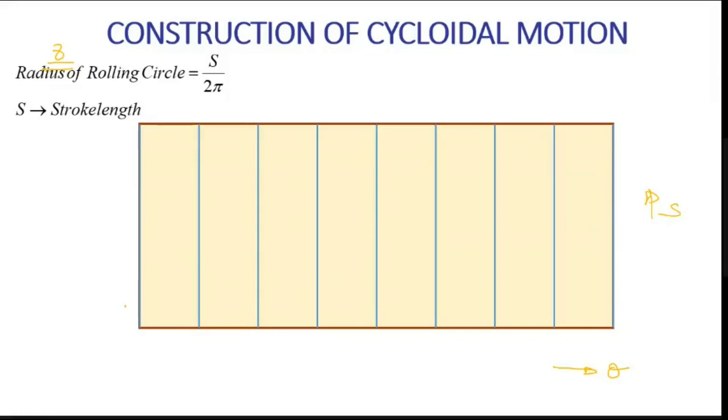அதாவது இந்த ஸ்ட்ரோக் லென்த் இருக்கு இல்லையா, இந்த ஸ்ட்ரோக் லென்த் ரோல் ஆச்சுன்னா எப்படி வரும், அதான் சைக்ளாய்டல் மோஷன். இந்த இடத்துல ஒரு சர்க்கிள் வரைவேன், அதுக்கான ரோலிங் சர்க்கிள் இது. So the rolling circle is S by 2 pi, right? S is the stroke length and 2 pi is 360 degrees, right? Once you get it, with this as a center point, I will draw a circle. இதுதான் இந்த ரேடியஸ் ஆஃப் தி சர்க்கிள், இது S by 2 pi, right?